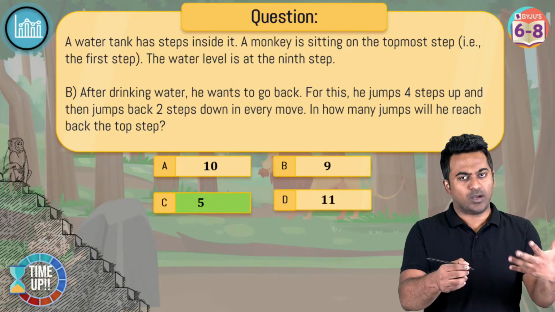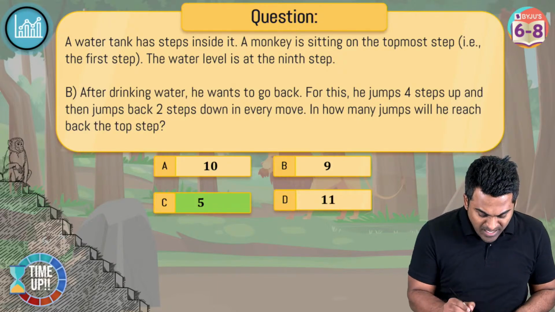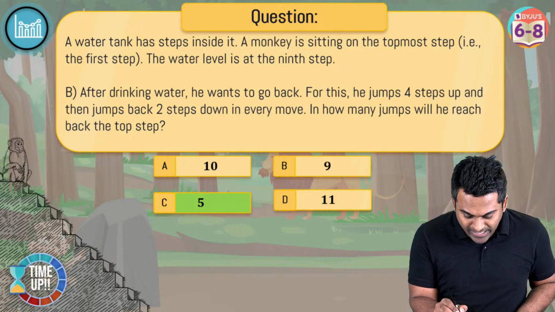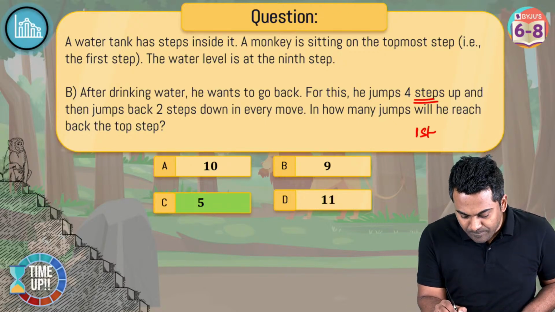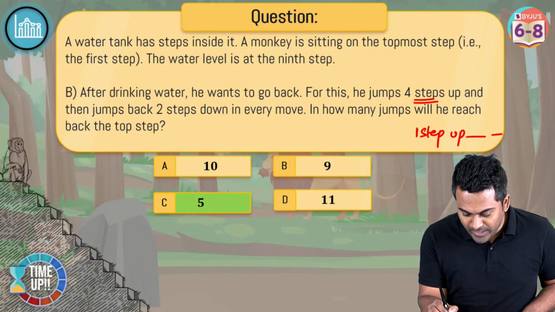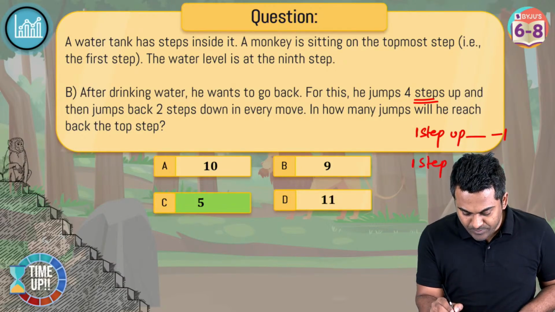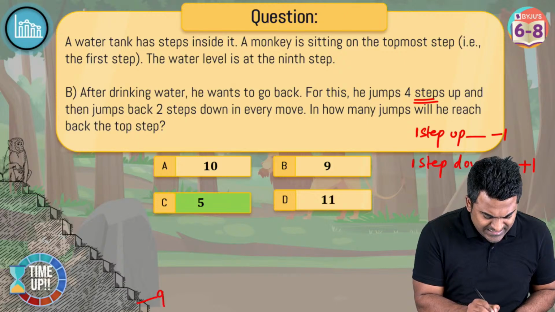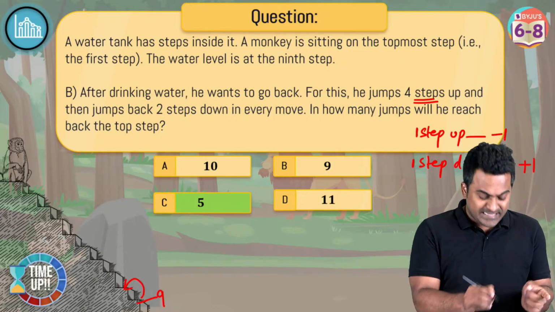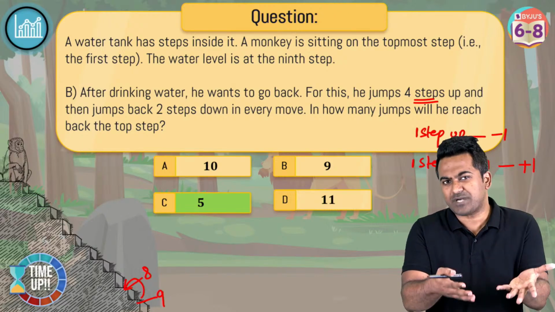So this is what has happened now. After drinking water, he wants to go back. So now the monkey is at the 9th step. So again, 4 steps up. So 1 step up, you are going to have -1 for that, and 1 step down will be designated as +1, because it's quite logical as well. If you are at the 9th step and you're moving up by 1 step, you are at the 8th step now, right? So it makes sense that you subtract 1.